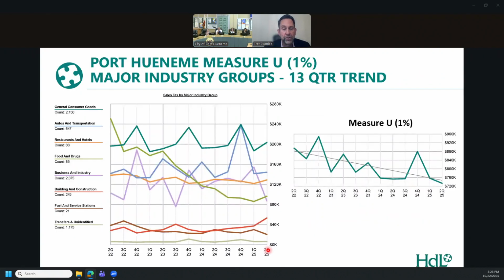And when we look at the trends here, measure U, on the left side, these are all of the major industry groups.